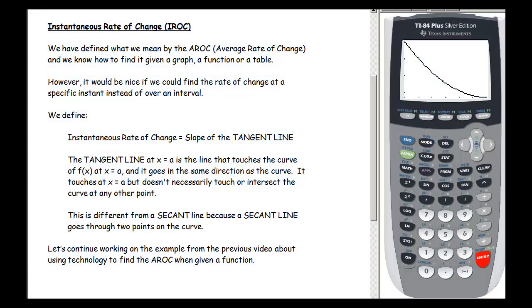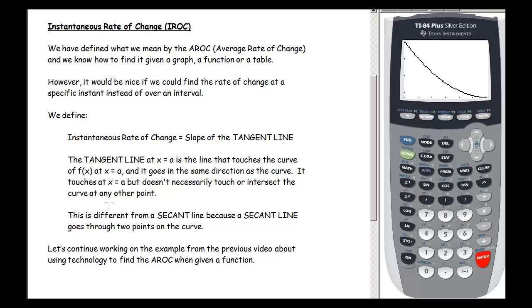So in the last two videos, we have been looking at finding the average rate of change. And we know how to find it given a graph, a function, or a table. However, it would be nice if we didn't have to average our rate of change, if we could actually find our rate at a specific instant instead of averaging it over an interval. In this video, that's what we're going to be doing. We're going to be looking at how to find the instantaneous rate of change, and we abbreviate that using IROC.